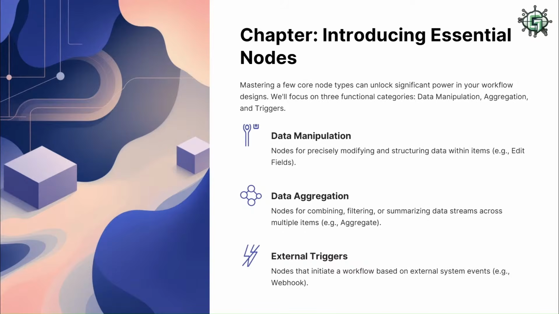Next come aggregation nodes. In aggregation, as the name itself suggests, it is combining or summarizing data streams. Data manipulation nodes perform various data actions, like modifying or structuring the data, like Edit Fields. So this is called data manipulation nodes.